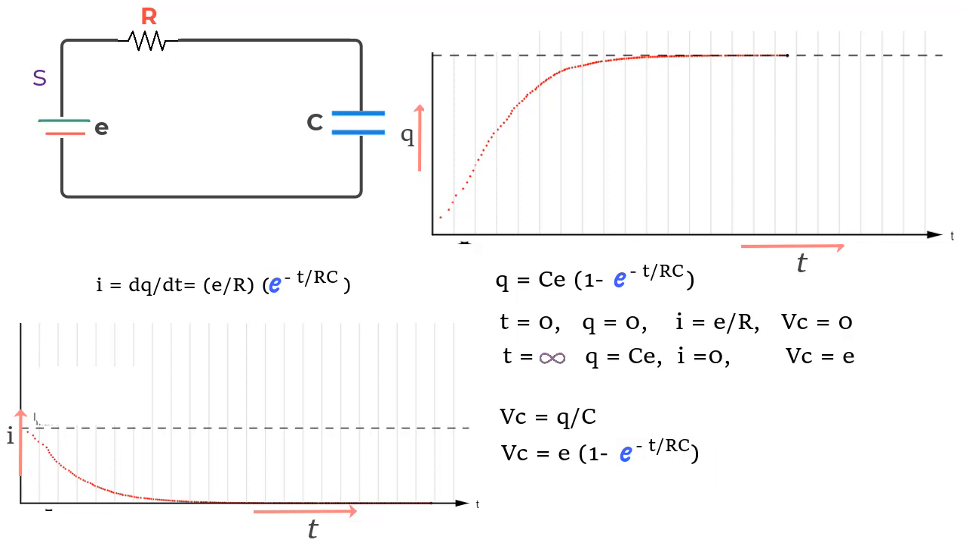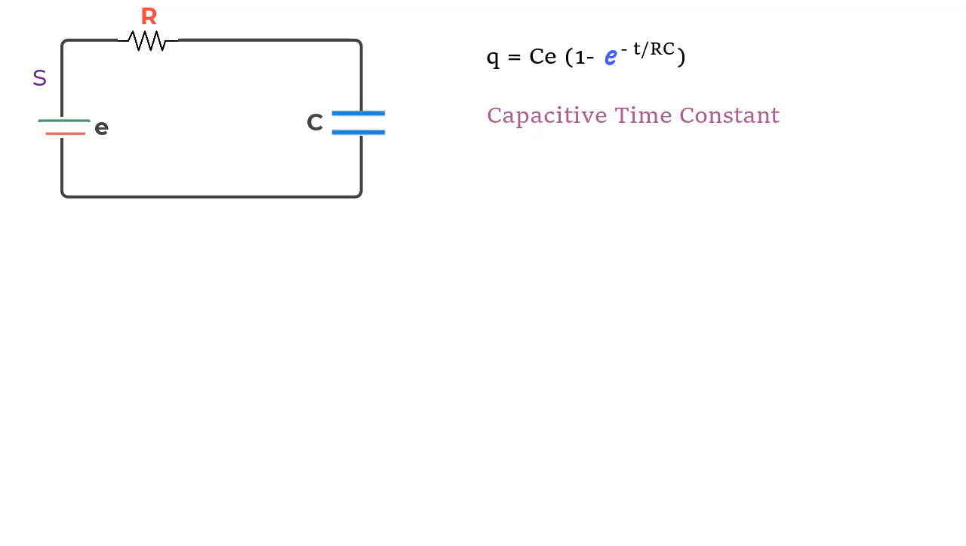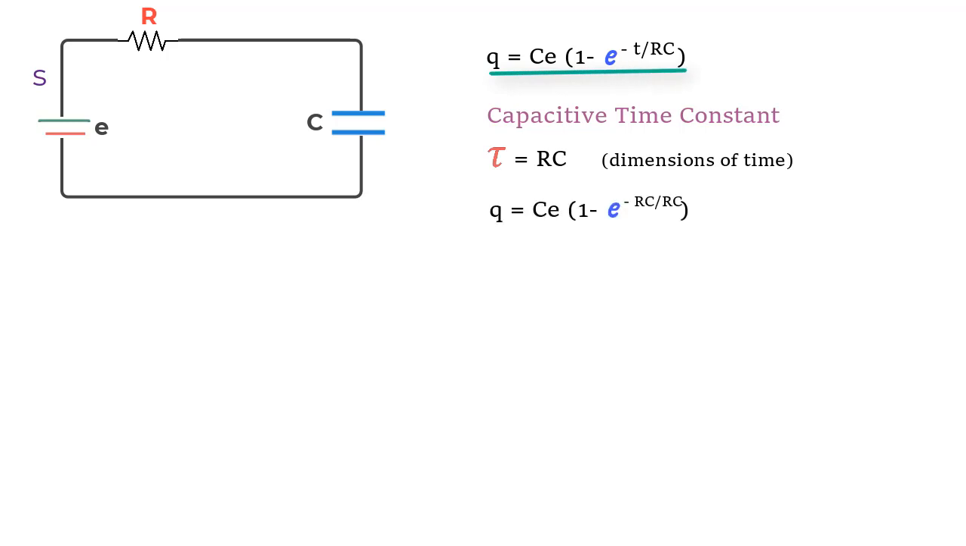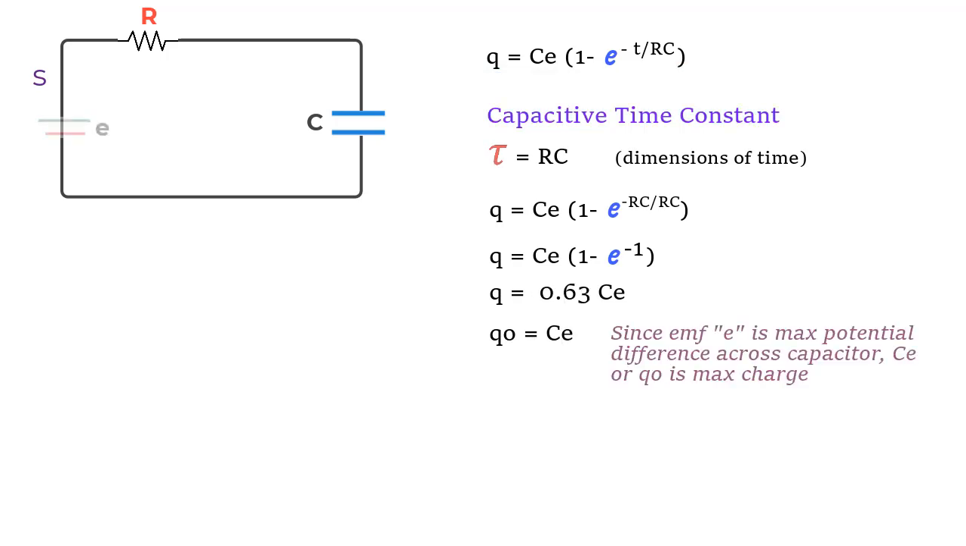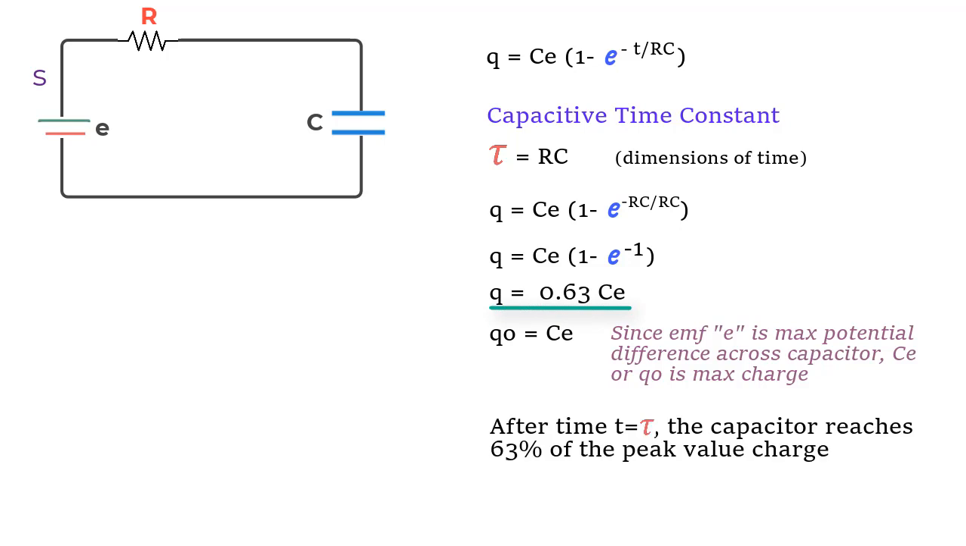Now, when dealing with RC circuits, we often use the term capacitive time constant, and the symbol used to represent it is tau, and is nothing but the product RC that has dimensions of time. So the idea here is that if we wait for time t equal to tau and put t value as tau in this equation, the charge on the initially uncharged capacitor would have increased from 0 to 0.63 C times the EMF. Then it means that this is 63% of the full charge, or we can say that after time t equal to tau, the capacitor reaches 63% of the peak value.